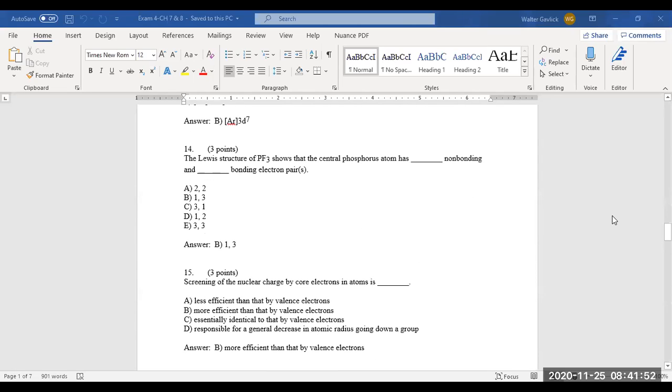Number 14, the Lewis structure of PF3 shows that the phosphorus atom has 1 non-bonding and 3 bonding electron pairs. So that Lewis structure would be phosphorus singly bonded to each of the 3 fluorine atoms and then a lone pair of electrons left on the phosphorus to complete that octet.